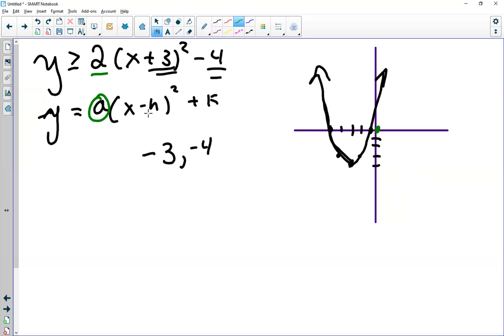So if the a value is negative, that would be such a trick on the test. Everyone would get that wrong.